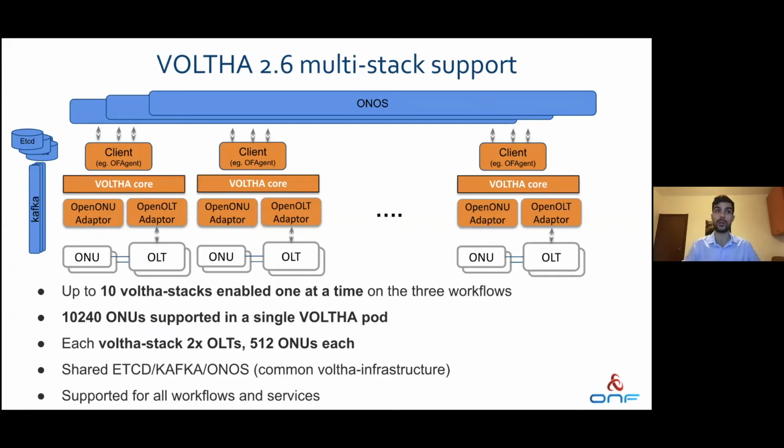So what we are now capable of is using the same infrastructure, meaning one cluster of ONOS, one cluster of etcd, and one cluster of the Kafka bus in 3 instances each, to support up to 10 Volta stacks enabled at the same time on all of the 3 workflows, meaning that all 3 AT&T, Deutsche Telekom, and Türk Telekom workflows have the capability to be deployed on 10 Volta stacks on the same common infrastructure. And if you do the math, that enables us to support 10,000 ONUs with one infrastructure and 10 Volta stacks in a Volta pod.